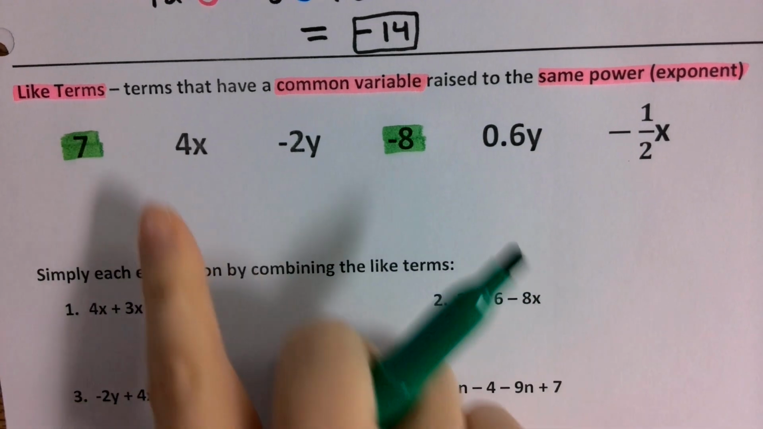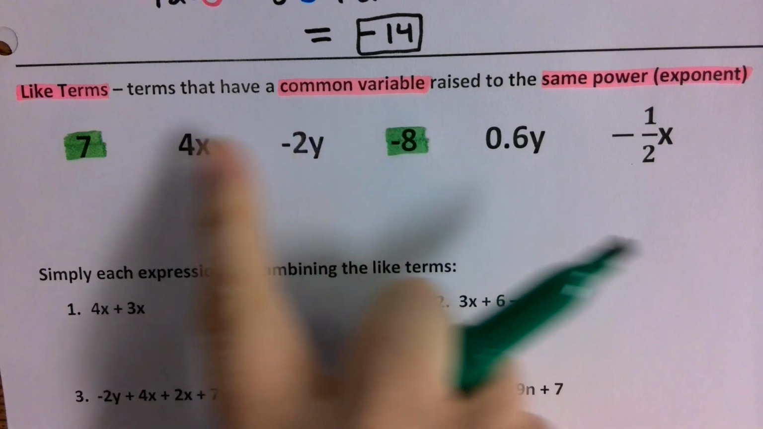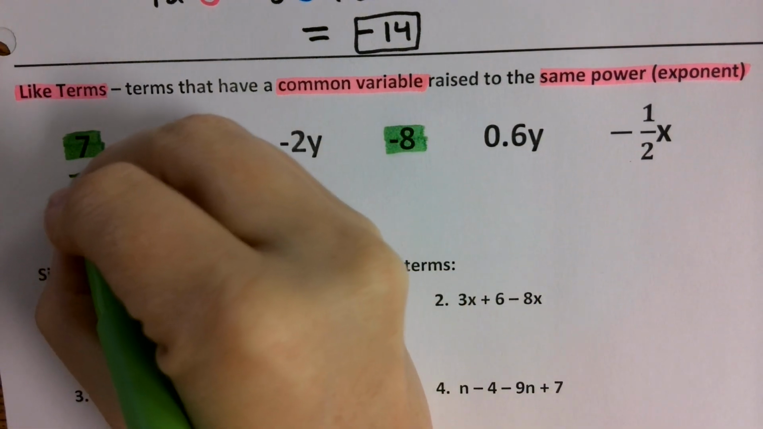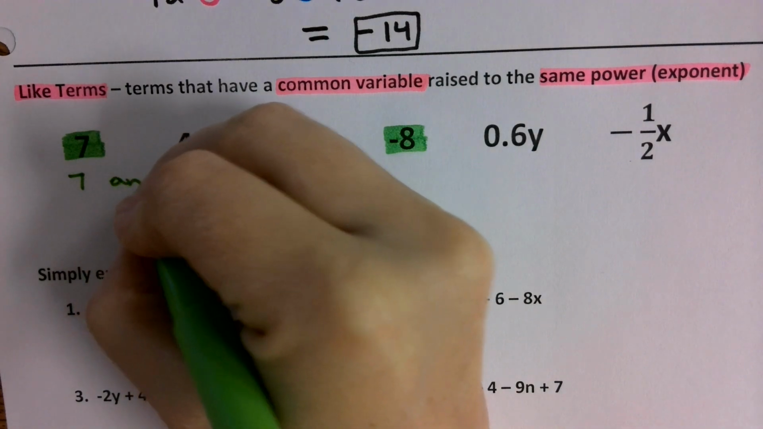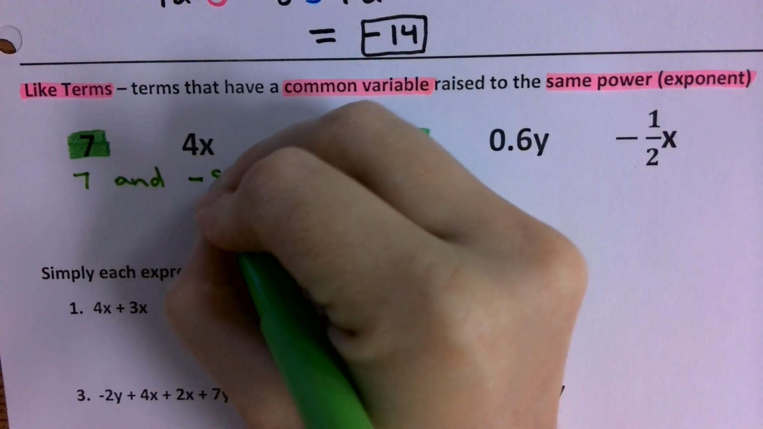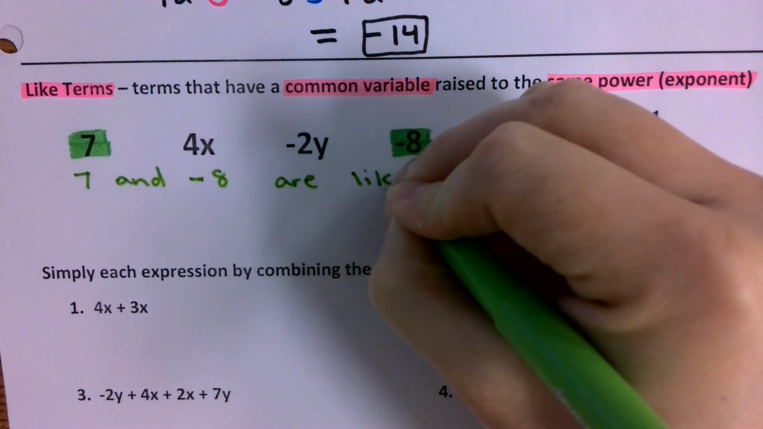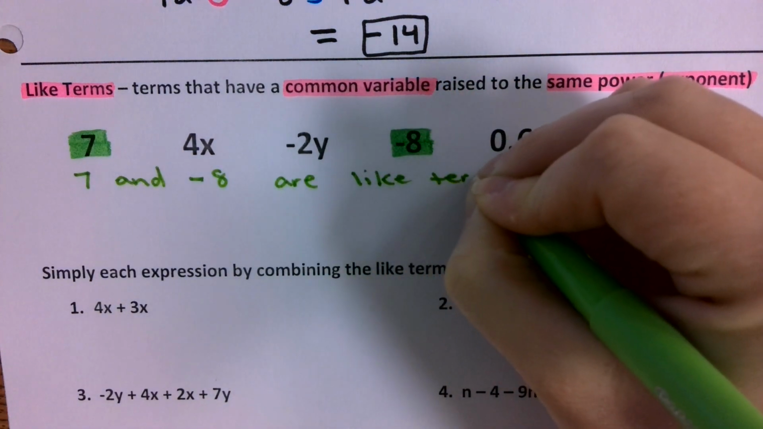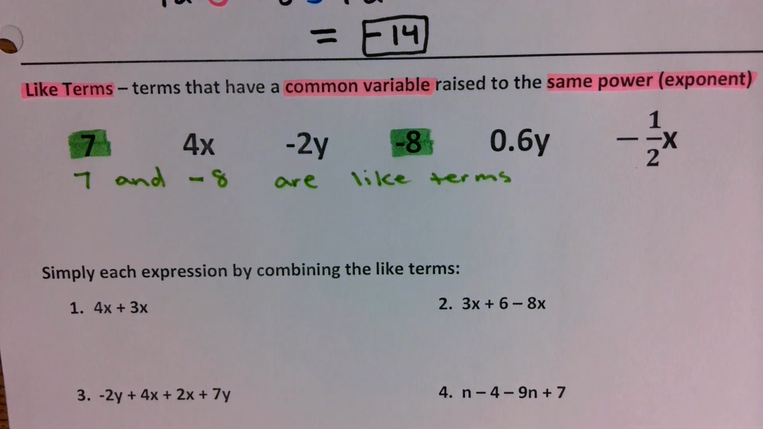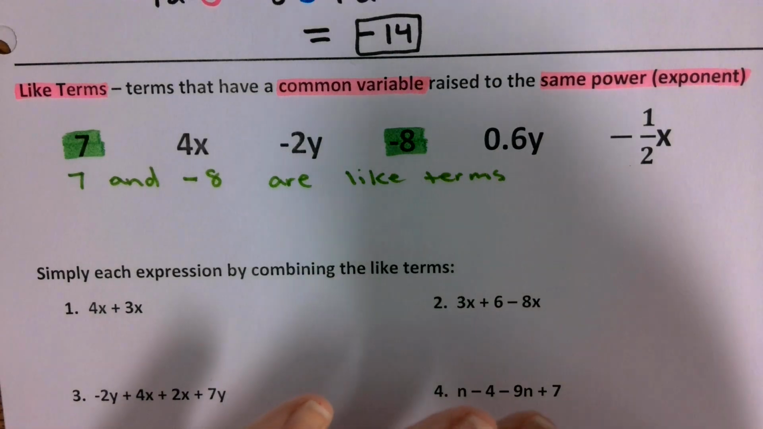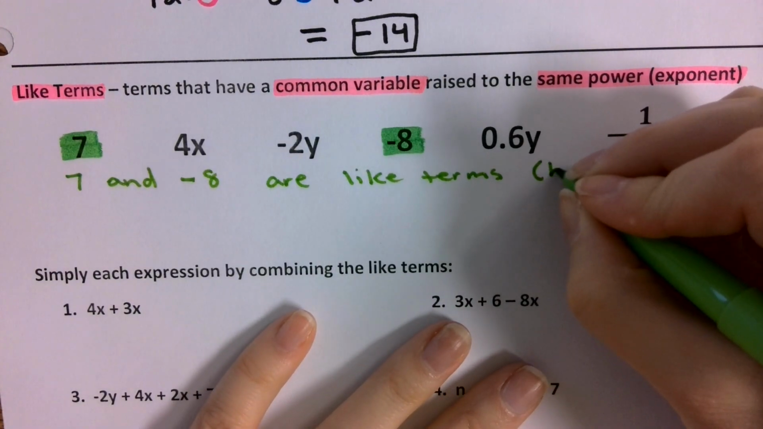Okay, so I have like terms with these two constants. So I'm going to write that down. That's 7 and negative 8 are like terms. Because even though they don't have a variable, that's what makes them like terms. They aren't attached to a variable. They are both constants.